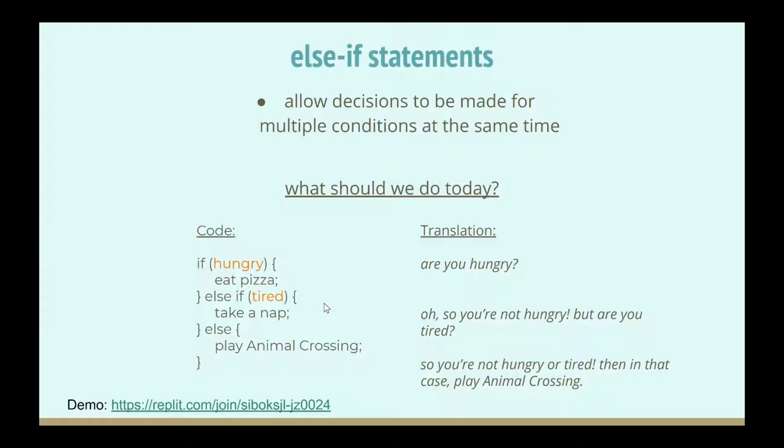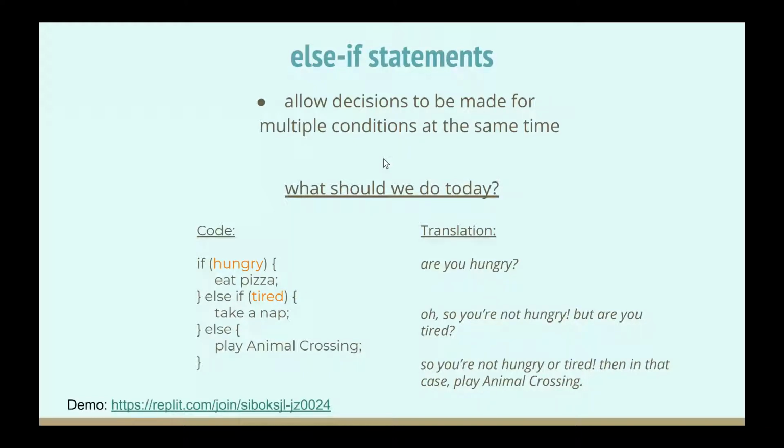Maybe I can just use examples. If I'm hungry, then I'll eat pizza. Otherwise, if I'm tired, then I'll take a nap. If both of these aren't true, then I'll go play Animal Crossing. So that's the general idea of if else if statements. I kind of say else if is inaccurate because you have to have that first if statement in order to have an else if statement. And you can chain a bunch of else if statements together.